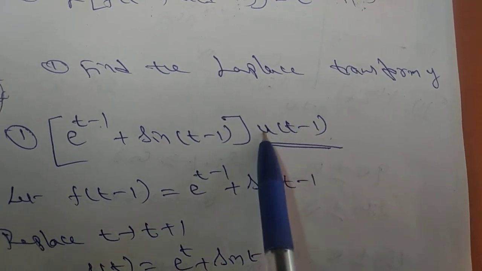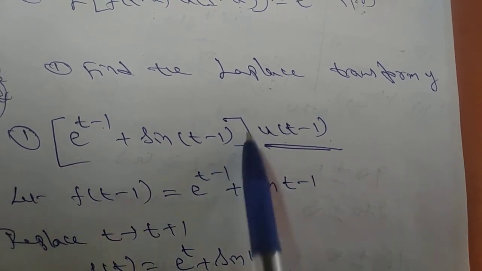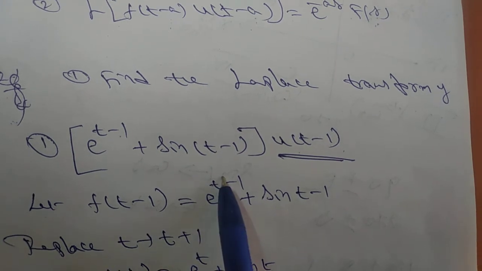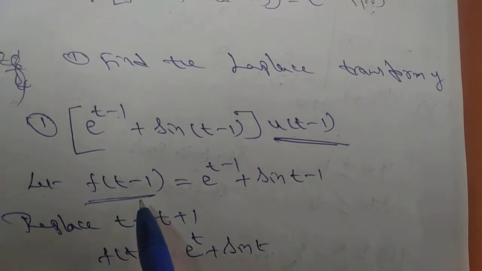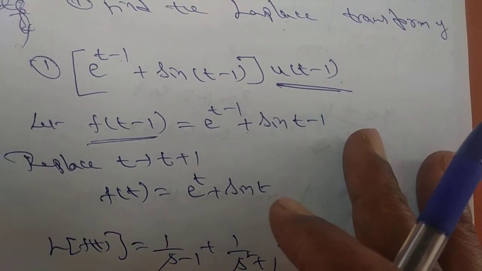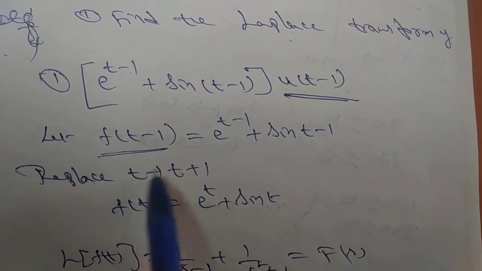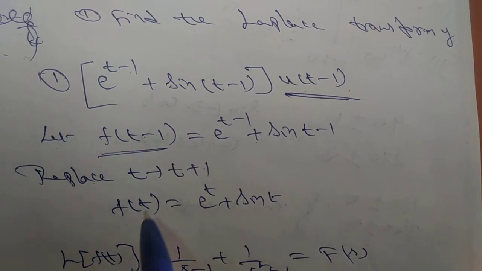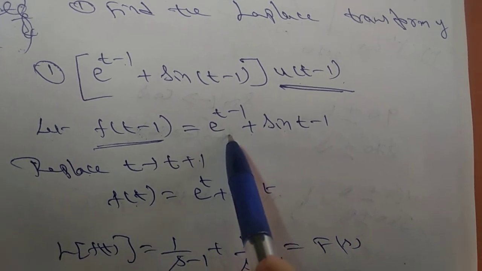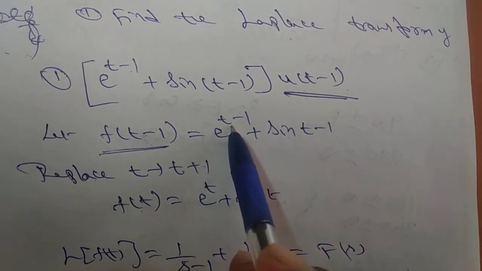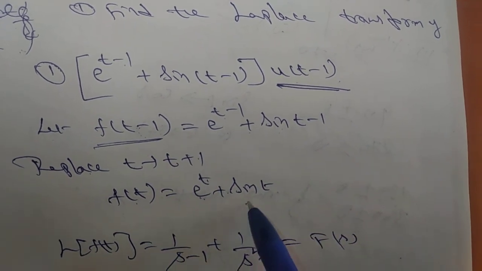So what do we write here? f(t minus 1) is equal to this bracket: e power of t minus 1 plus sin(t minus 1). Now we want f(t). How to get f(t)? f(t minus 1) is given, and we want f(t), so replace t by t plus 1. Then t plus 1 minus 1 cancels and we get f(t). Not only in this function, the right hand side also you have to substitute. So replacing t by t plus 1, we get e power of t plus sin t. So this is f(t).